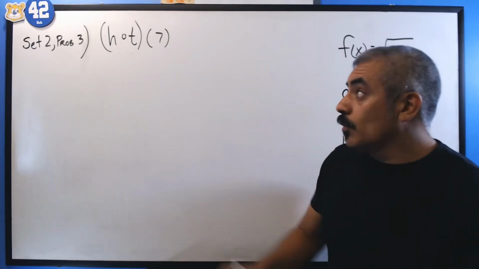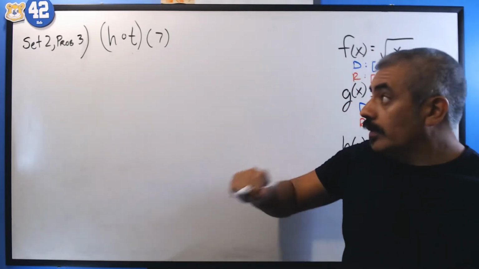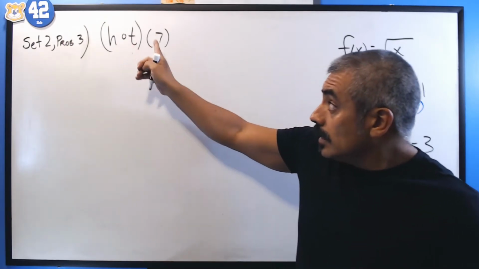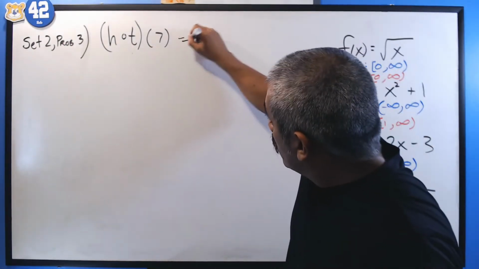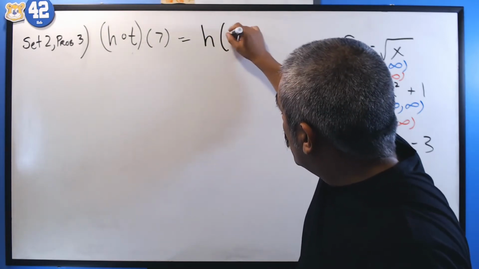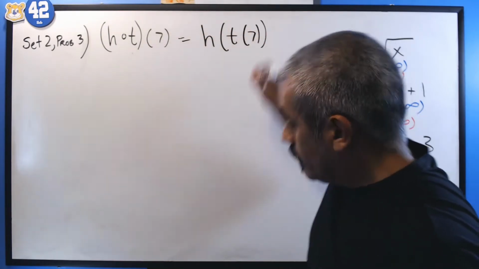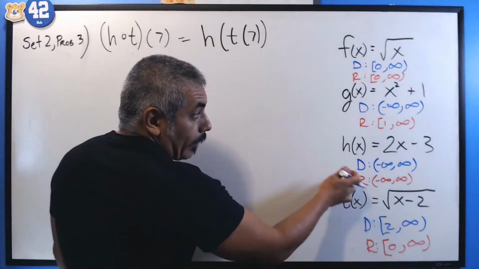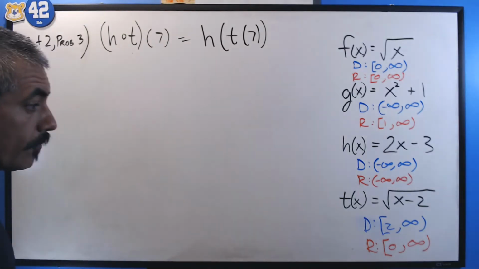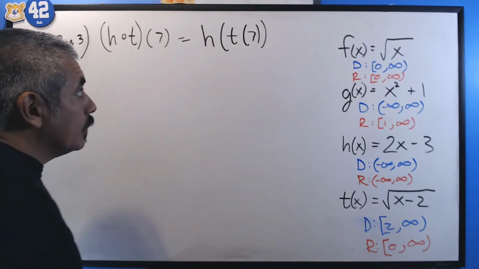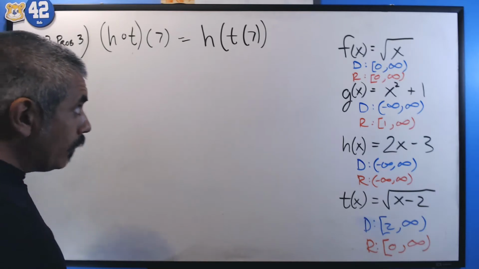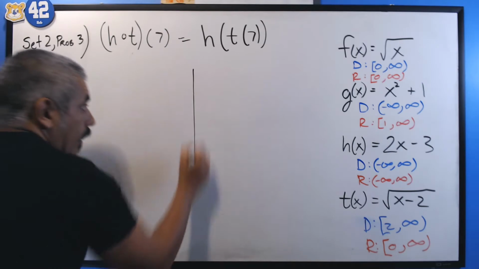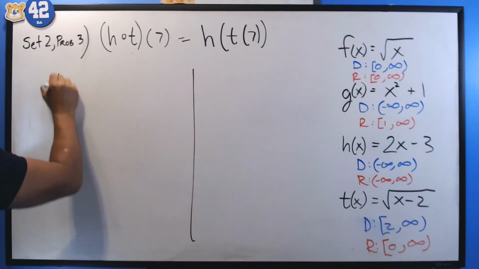Now we're going to do an example where we actually have to evaluate for a number. This is from set 2, problem 3, h of t of 7. We will be using the same functions as before with the same domains and ranges as before to make this easier for us. Now there are two ways that I can do this problem. The first way I can do it is evaluate for t of 7. Method 1.